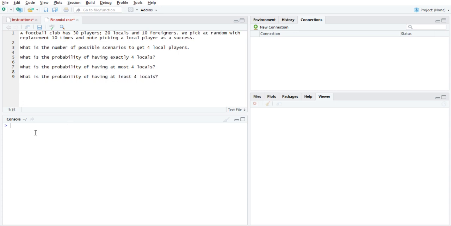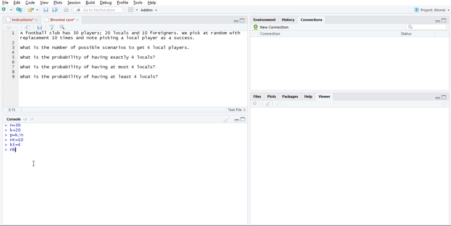So we start by setting the parameters. We have the global number n equals 30. The number of successes, which is the number of local players, k equals 20. So the probability of success would be k divided by n. For the number of trials, we note first nt equals 10. The targeted value, kt equals 4.